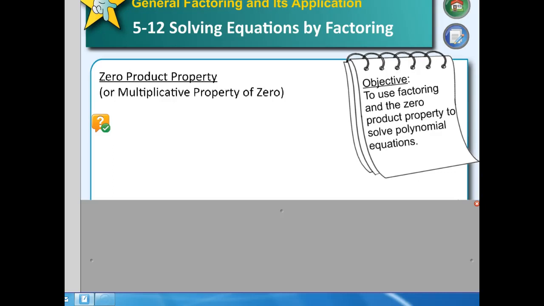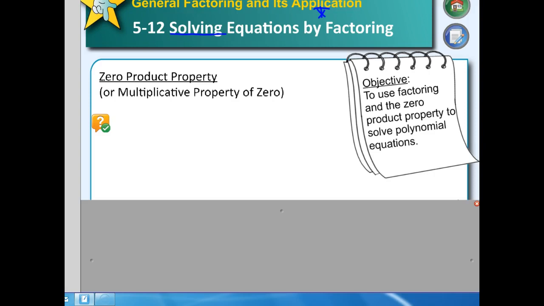Okay, class, we're on section 5-12 today, and we see a word. This is the first time we've seen this word in chapter 5. And the word is, we are now going to solve equations. Okay, we're going to solve equations, and the way we're going to solve those equations is by our good friend factoring. Now, here's how this works.